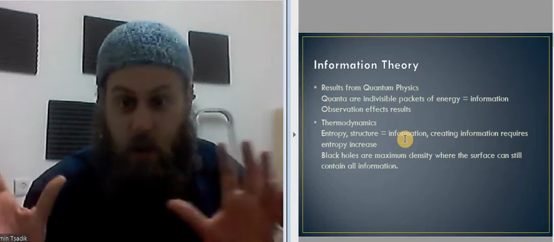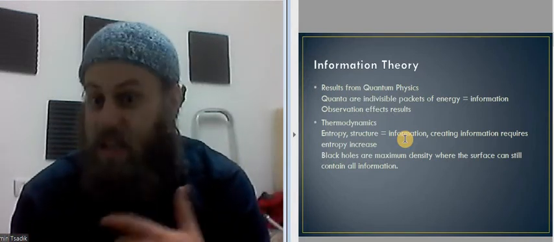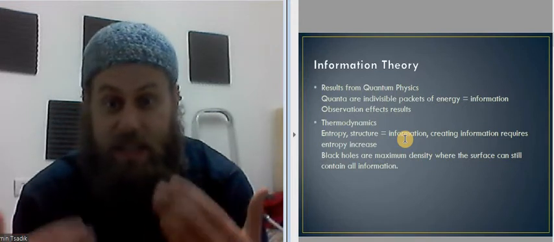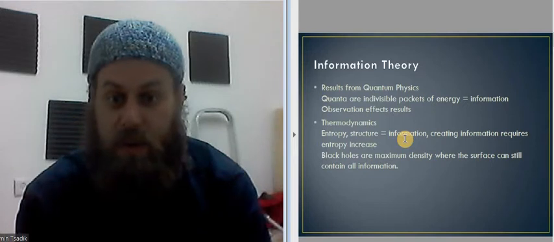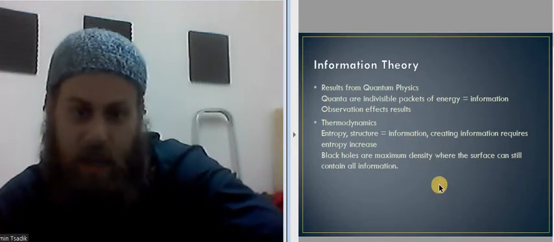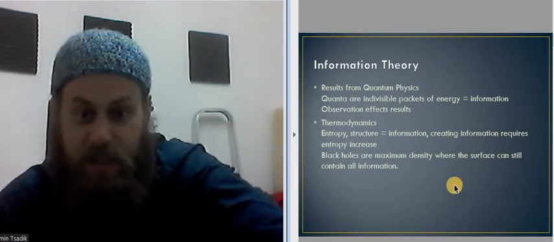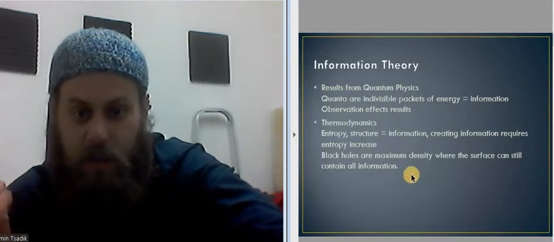So that's why your computer is warm. It heats up when it does calculations because it's dealing with information, and it has to increase entropy by heating up the world around it, right? And same thing with black holes. I said this before: black holes are maximum density where the surface can still contain all information, right? We said that before and when we talked about here, okay?